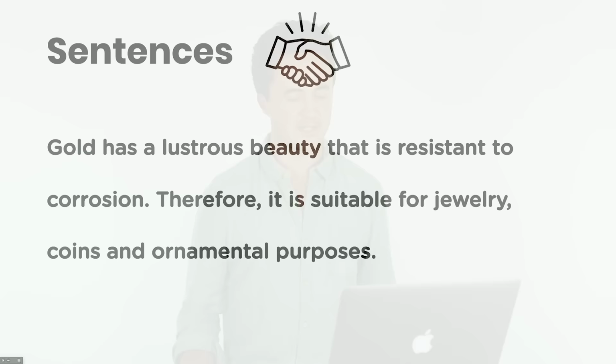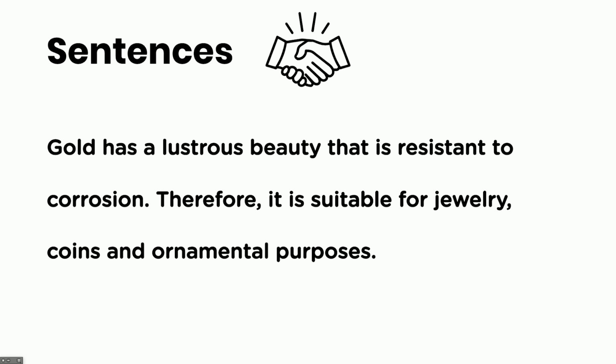Okay, so let's read these two sentences and we're going to see how sentences join together. What makes a good flow from sentence to sentence? What makes a good logical, or again, a coherent sentence structure? So: gold has a lustrous beauty that is resistant to corrosion, therefore it is suitable for jewelry, coins, and ornamental purposes. Why do these two sentences flow so nicely into each other, and why are they connected like a nice handshake? That's because of sentence structure, okay?